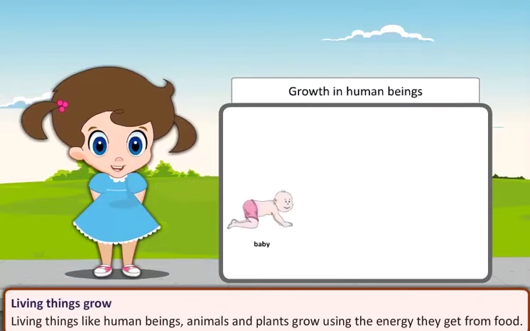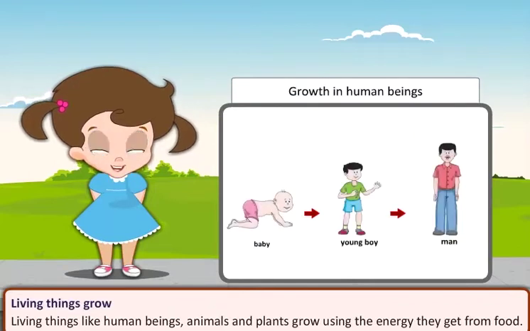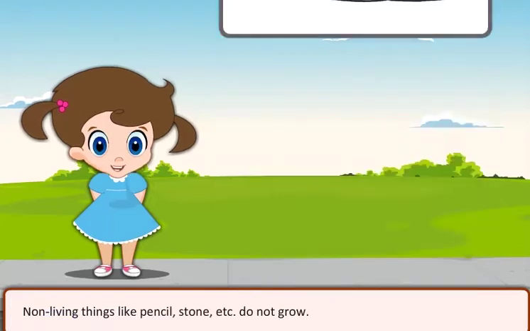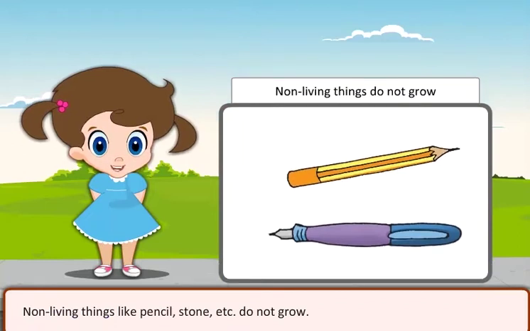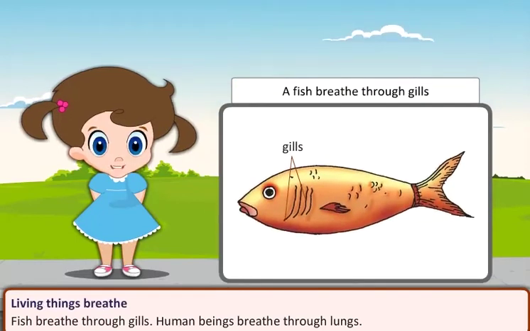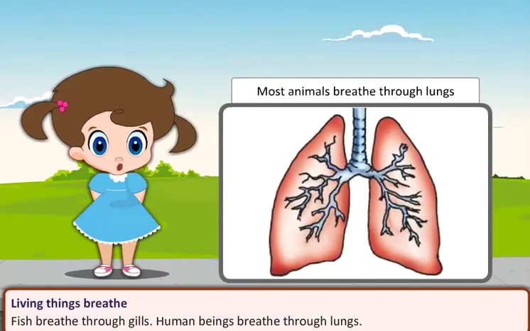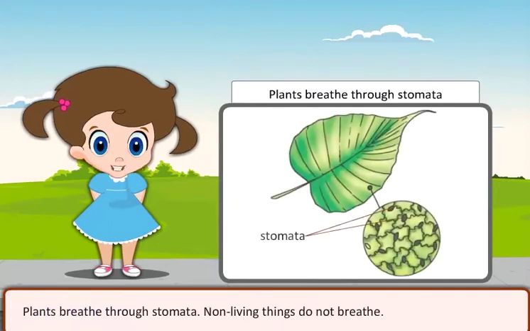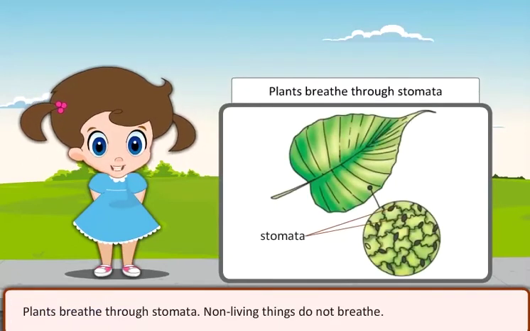Living things grow. Living things like human beings, animals, and plants grow using the energy they get from food. Non-living things like pencil, stones, etc. do not grow. Living things breathe. Fish breathe through gills. Human beings breathe through lungs. Plants breathe through stomata. Non-living things do not breathe.